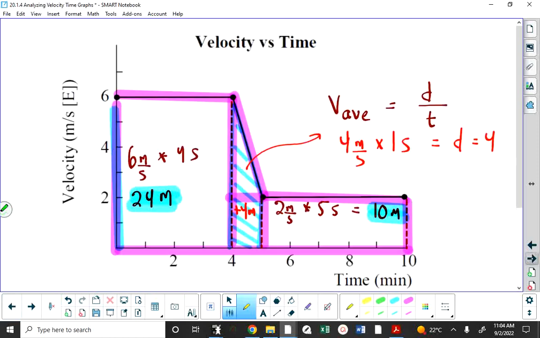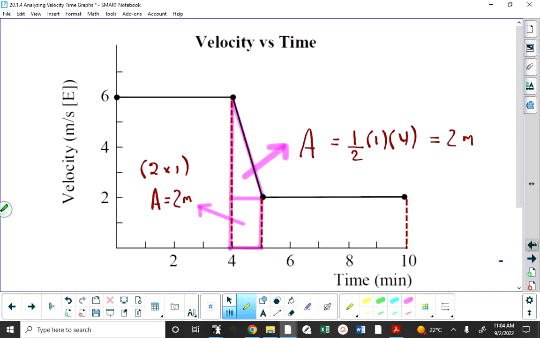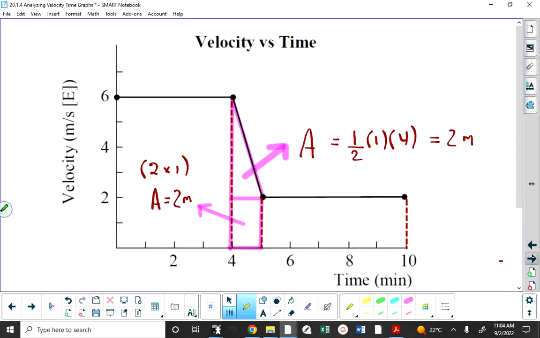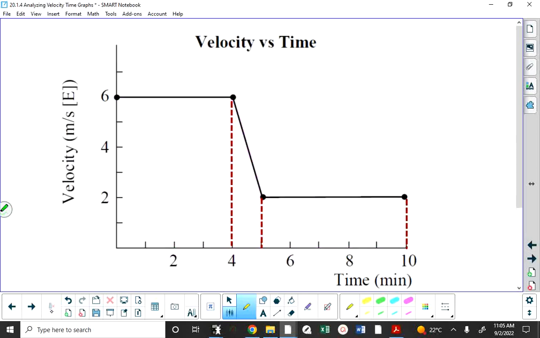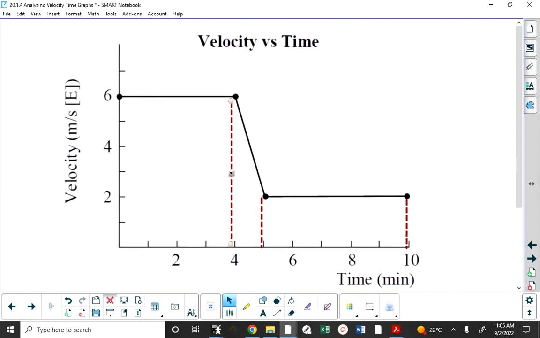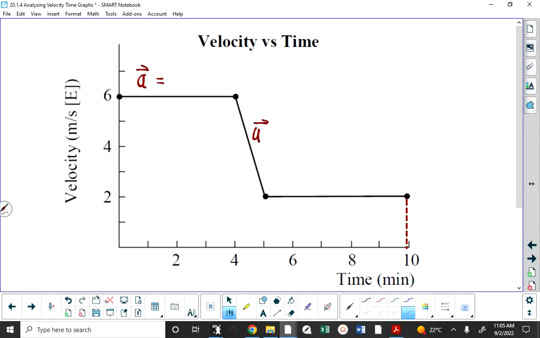All right, we still have one more thing to do. We were also asked here to determine the acceleration during each of the 3 parts of the trip. So what is the acceleration here? What is the acceleration here? And what is the acceleration here? Well, how do we do that? We learned yesterday acceleration is going to be the slope of a velocity time graph.